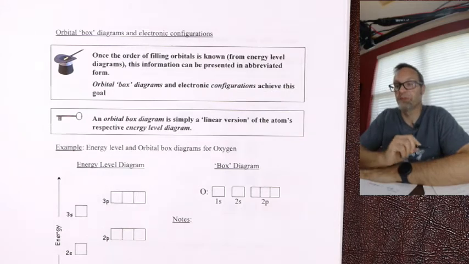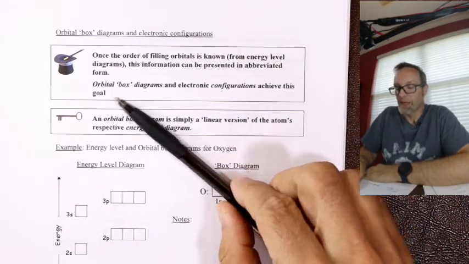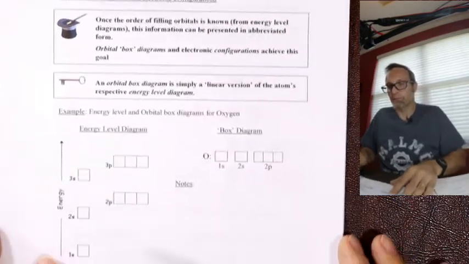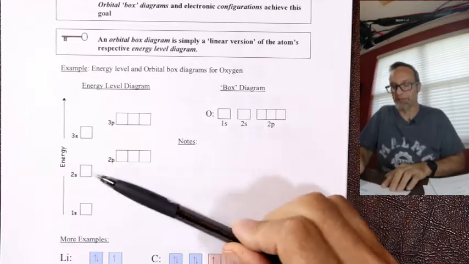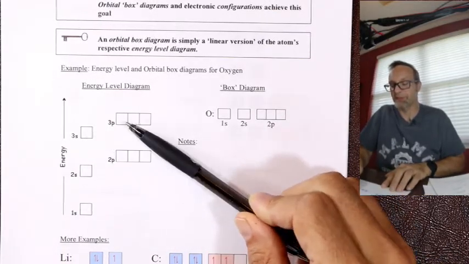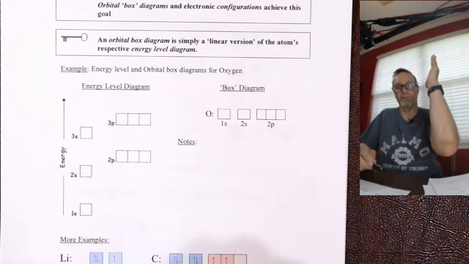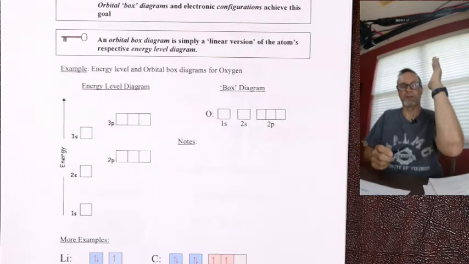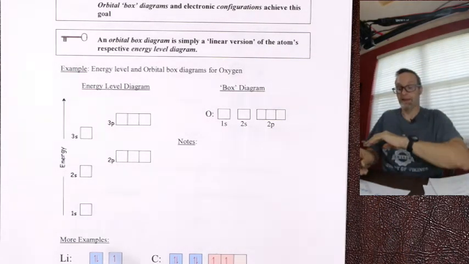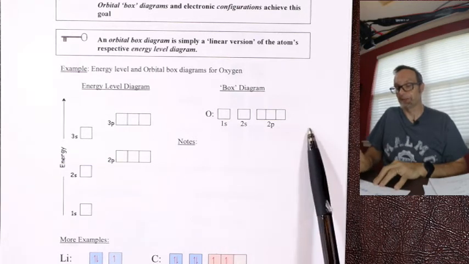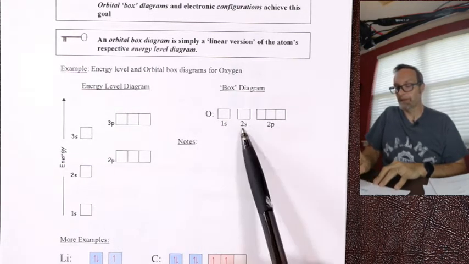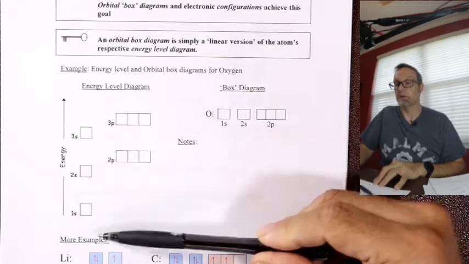I kind of mentioned it before. Because we know the order of filling, we fill from the bottom up: 1s, 2s, 2p, 3s, 3p. Instead of having them go vertical, I'm just going to topple this over, timber, and have them lie down in a straight line. It's the same order, just horizontal rather than vertical.